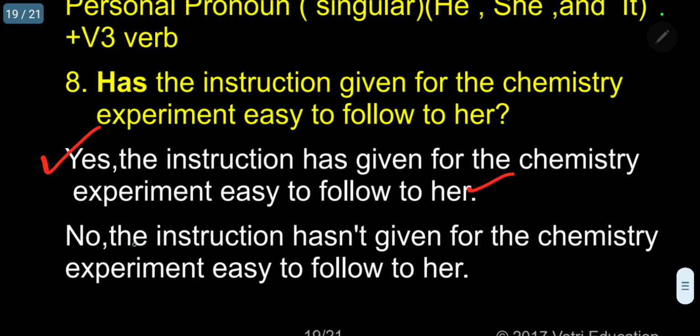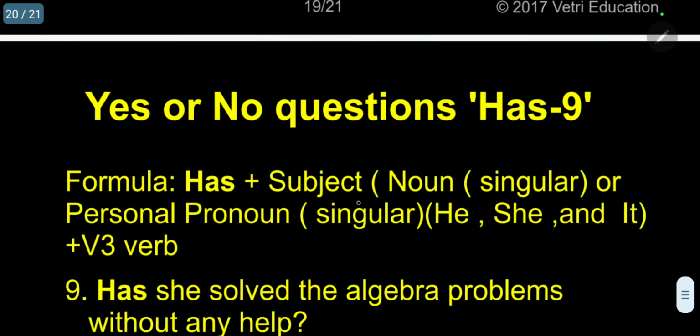Okay. So, let me repeat again. Yes, the instruction has been given for the chemistry experiment, easy to follow for her. No, the instruction has not been given for the chemistry experiment, easy to follow for her. Kindly follow. So, here has is the auxiliary verb, given is the main verb. It is the helping verb. That is the main verb, give.